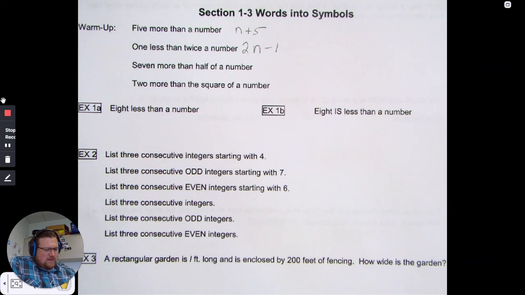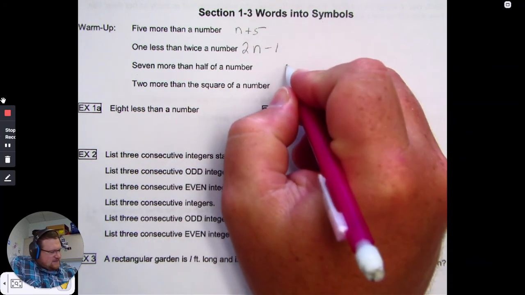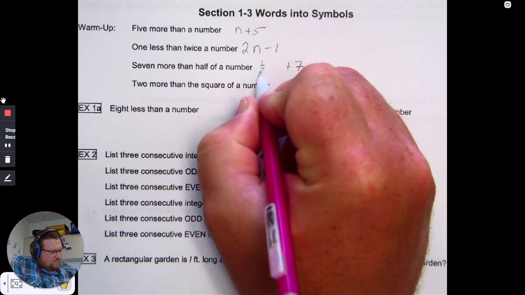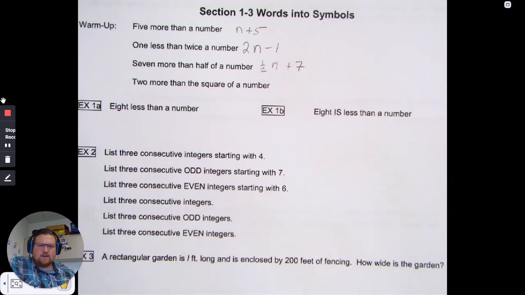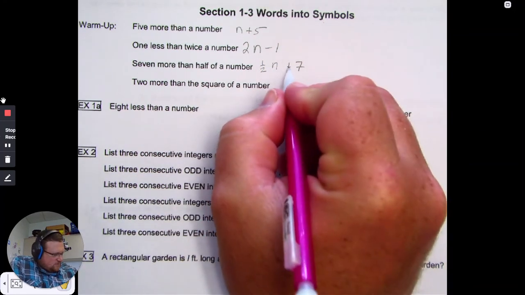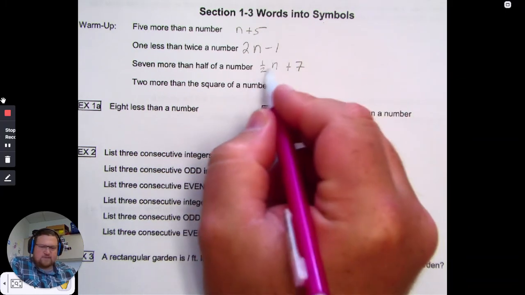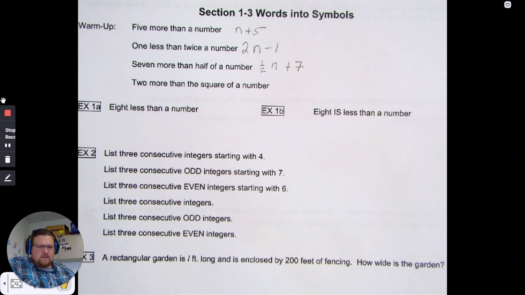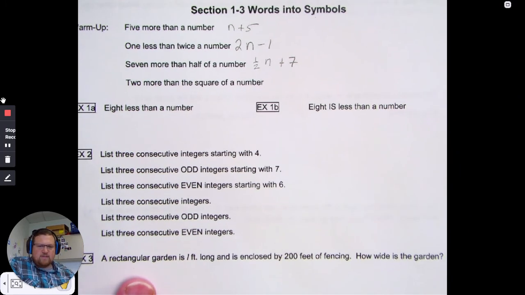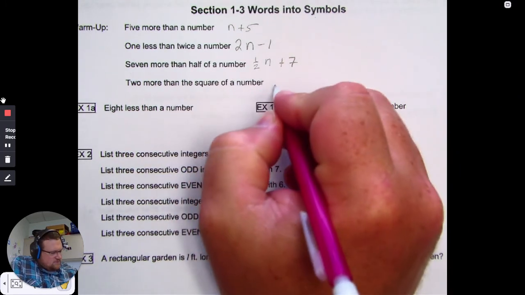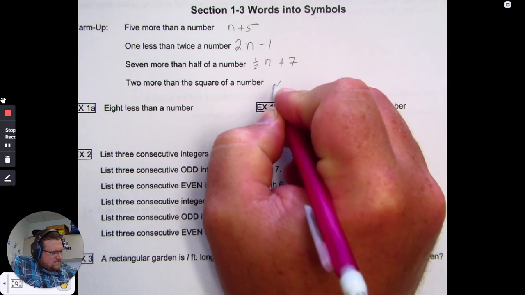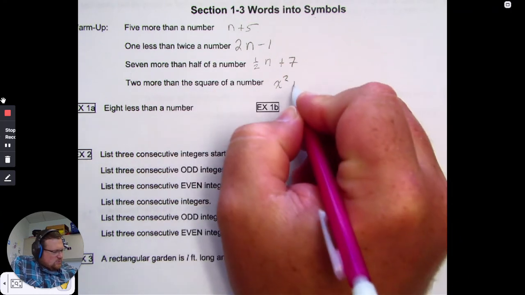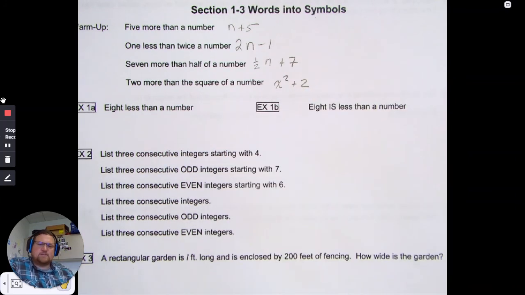7 more than half of a number, so 7 more would be plus 7, than half of a number, so 1/2 times a number. Of course, order of operations would tell us we have to do this multiplication before we can add that in. Then 2 more than the square of a number. So the square of a number is where you take a number, let's use X this time, and square it. But then it has to be 2 more than that, so we get plus 2.